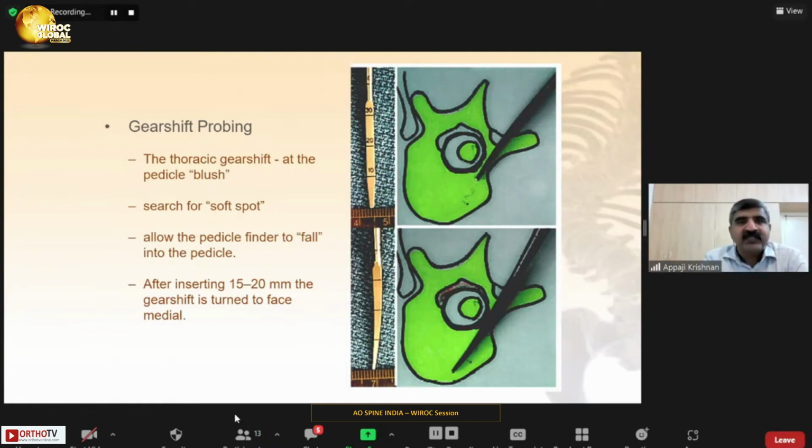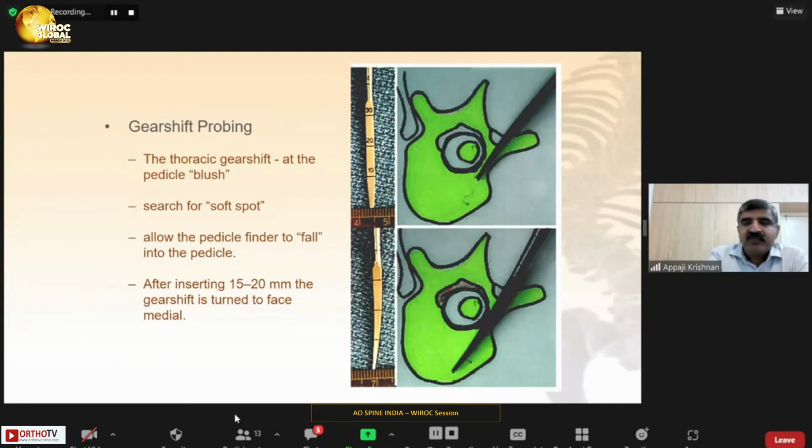So the thoracic gear shift is once you probe and see the pedicle blush, you start with this gear shift with the convex side facing the medial wall, so that you hit the medial wall and skive into the pedicle. And once you're through to the pedicle, then you turn the probe medially so that the concave side faces medially, after inserting 15-20 millimeters, and then get into the pedicle.